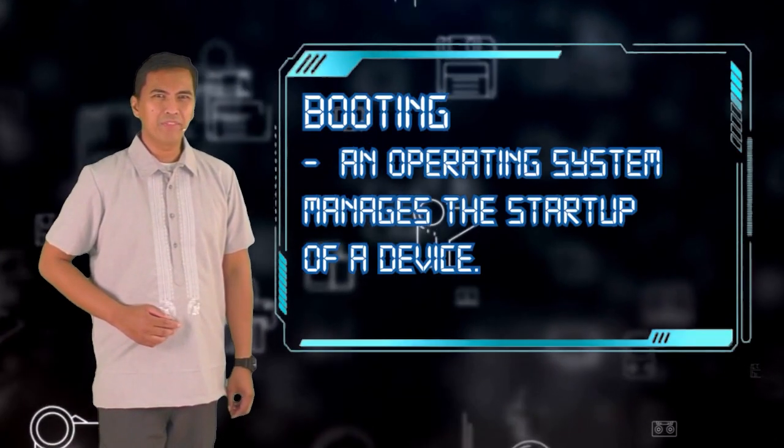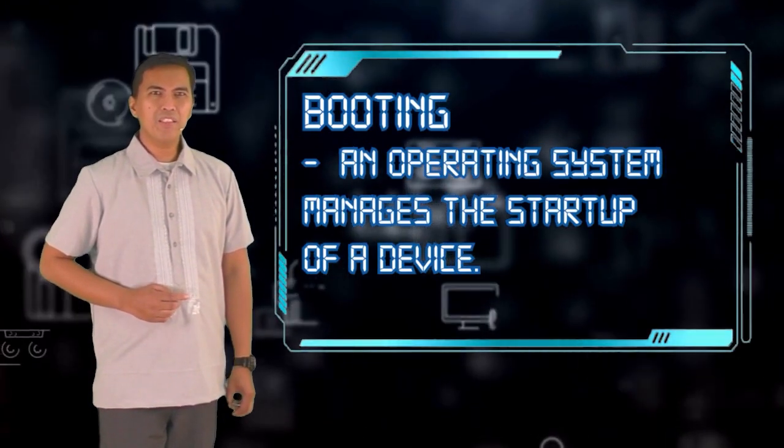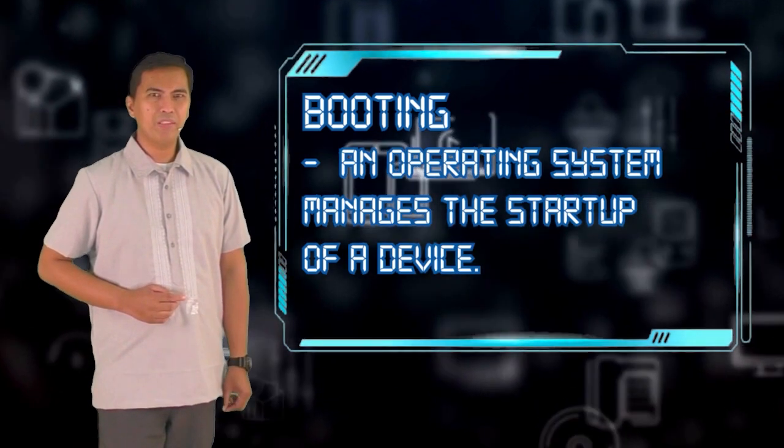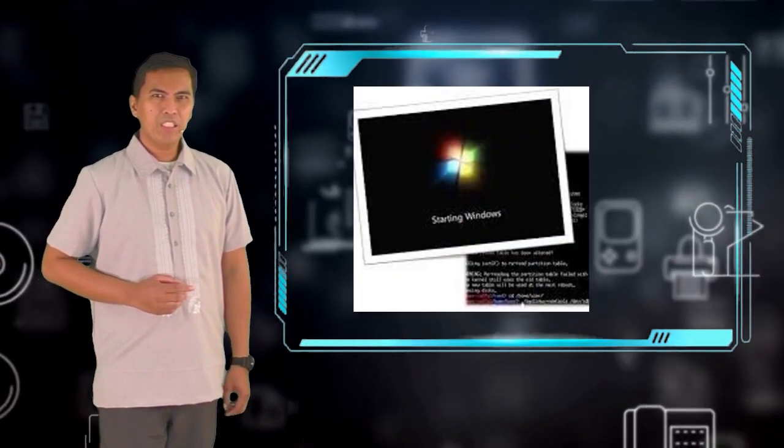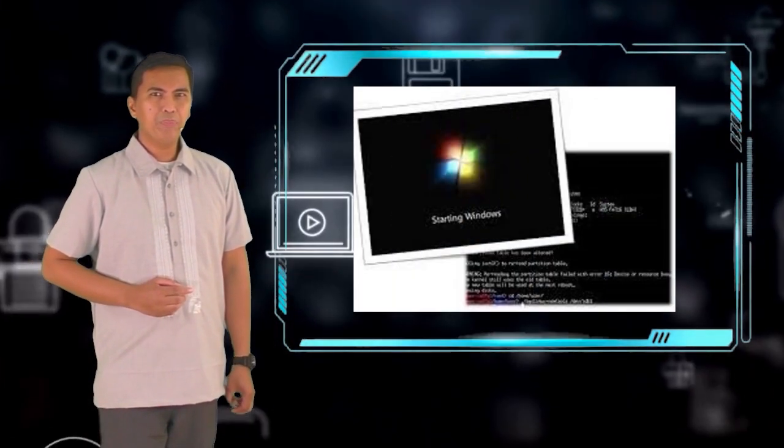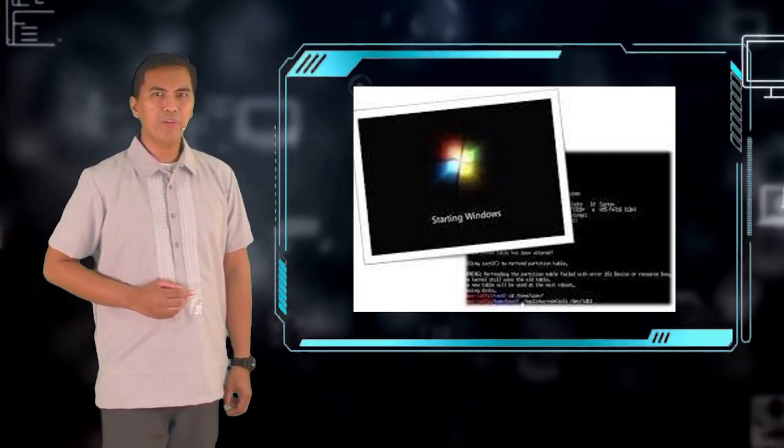Some common functions of an operating system are as follows. Booting. Booting is an operating system function that manages the startup of a device. Booting means to start a computer and put it into a state of readiness for operation. Whenever you open a computer, the operating system checks if the programs are working properly and gives notifications whenever the system has a problem loading the program.